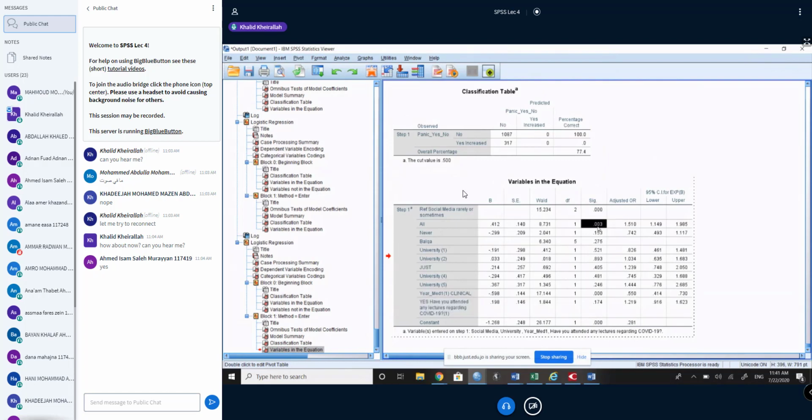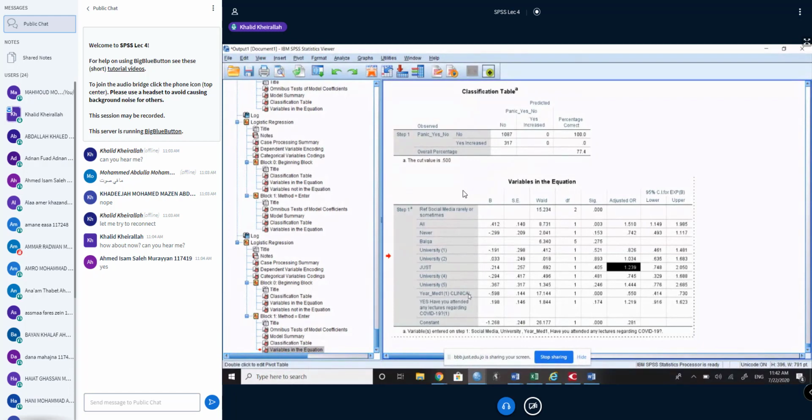So if you have watched social media as a source of information, you have 1.5 times higher risk of developing panic compared to those who rarely watch it. This was statistically significant. Those who never watch it have a lower risk, but it wasn't significant. If you are a JUST student, then you have a higher risk of developing panic compared to Balqa University. However, this was not statistically significant.